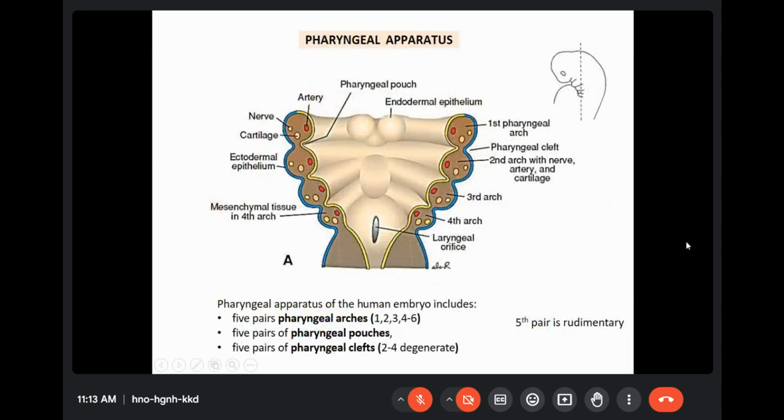So here you can see the pharyngeal apparatus, pharyngeal pouches, pharyngeal clefts, and pharyngeal arches. They are numerated like the first pharyngeal arch, second, third, and fourth. The fifth pair is rudimentary. It means that it is not fully developed.